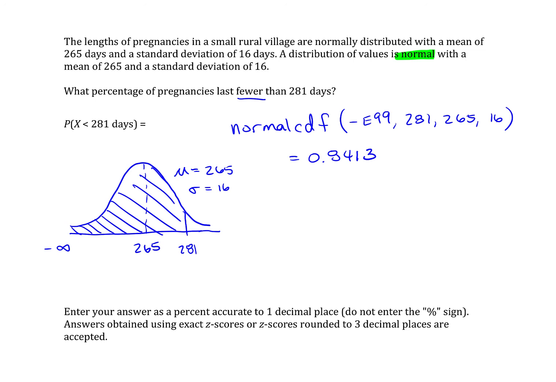Now the final answer does request this to be a percentage rounded to 1 decimal, and you can take this 0.8413 and round it accordingly to the rules given, so you could write 84.1% as your final answer.